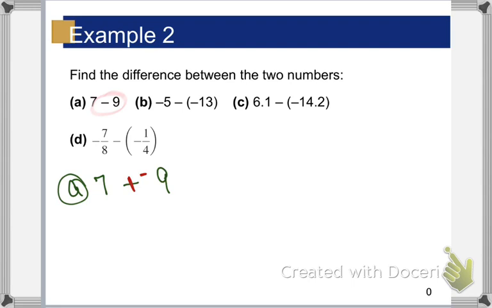You're good. Okay. 7 plus negative 9, greater absolute value. Negative. Okay, am I adding or subtracting? Good.